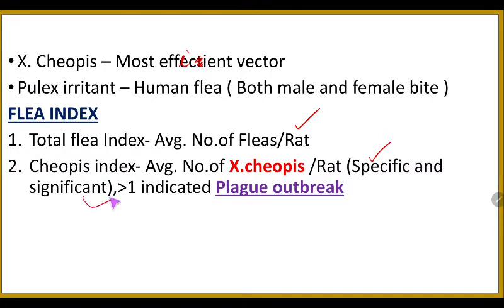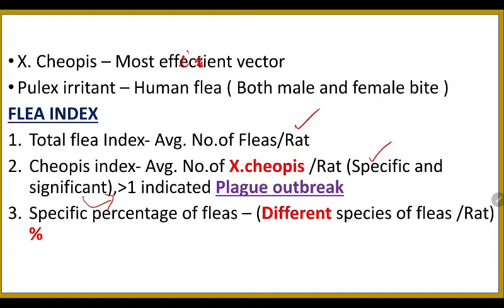Why it is significant is because this is the most efficient vector. So it is the most significant index. If this index is more than one, it indicates there is a plague outbreak. Remember this. Next is the specific percentage of flea. They express it in percentage, the different species of fleas per rat.